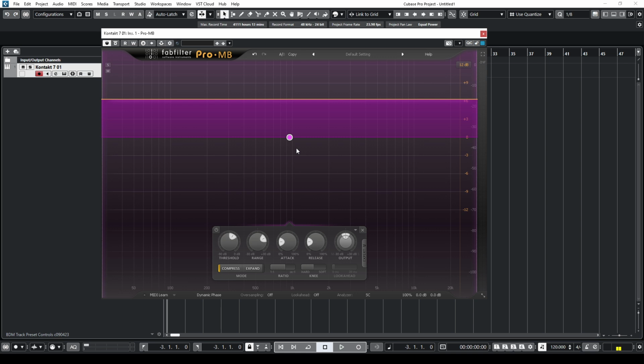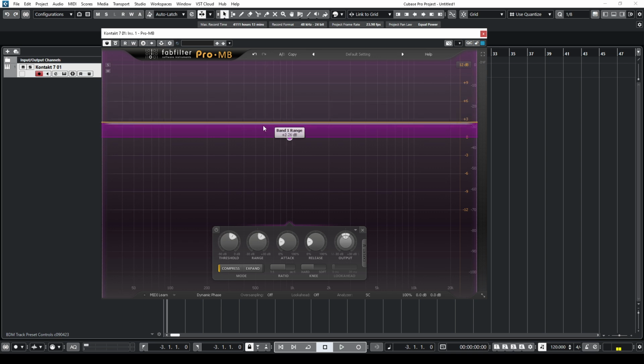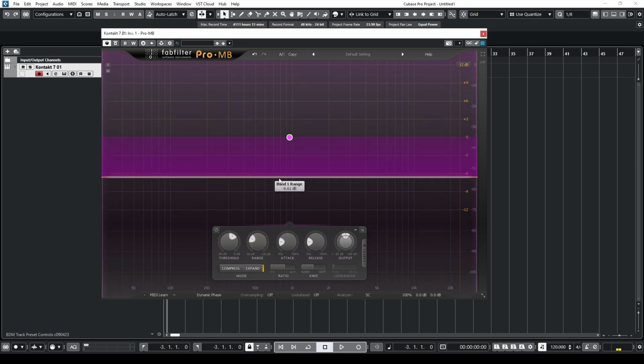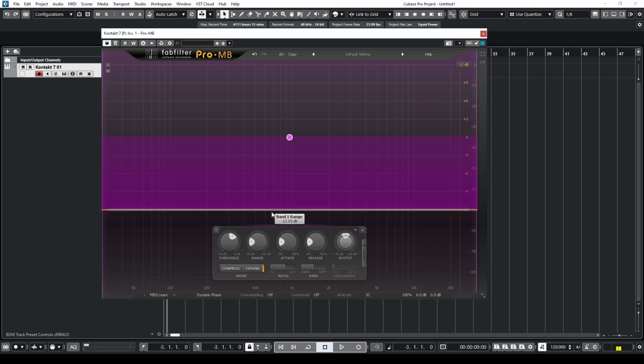Now with expansion, like I said, it's moving the signal away from the threshold. And similar to compression, that upward or downward distinction makes the difference. Downward expansion will take the signal below the threshold and move it even further away from the threshold, even further away than it already is, essentially making quieter parts even quieter. So the opposite of compression. And if we moved it to expansion mode here on the Pro MB, that's what we would be doing.